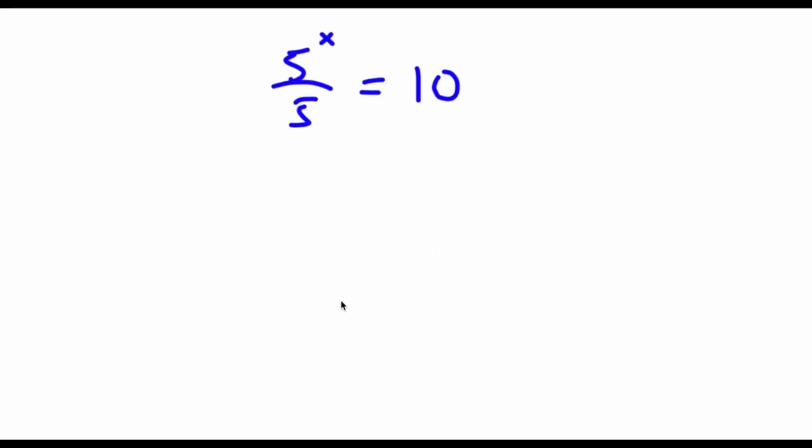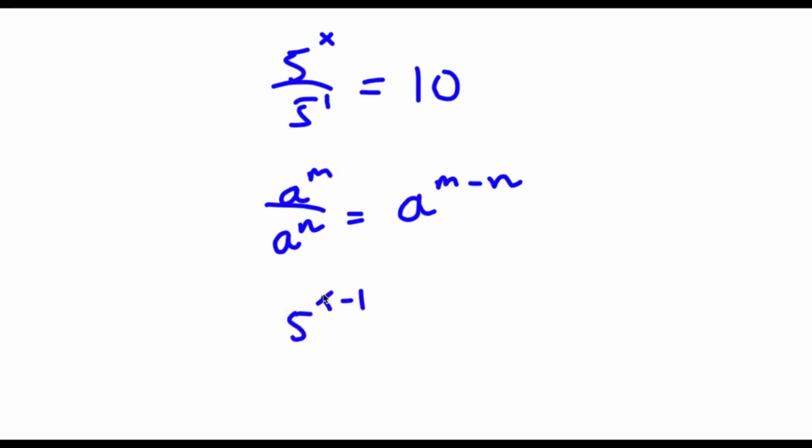Now, if I have something in the form a to the power of m over a to the power of n, this is the same thing as a to the power of m minus n. So for 5 to the power of x over 5, well, 5 is the same thing as 5 to the power of 1. So 5 to the power of x over 5 to the power of 1 is going to equal 5 to the power of x minus 1, which is equal to 10.